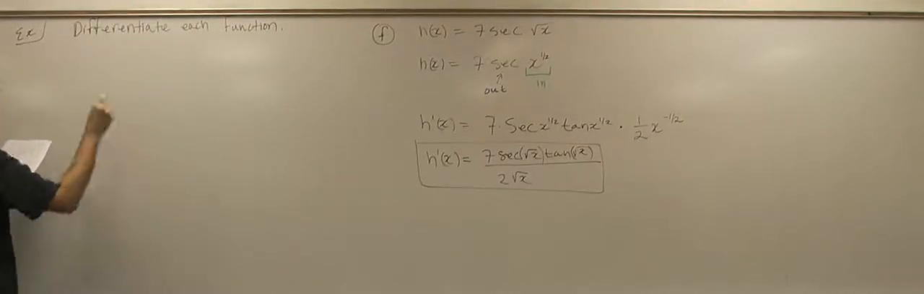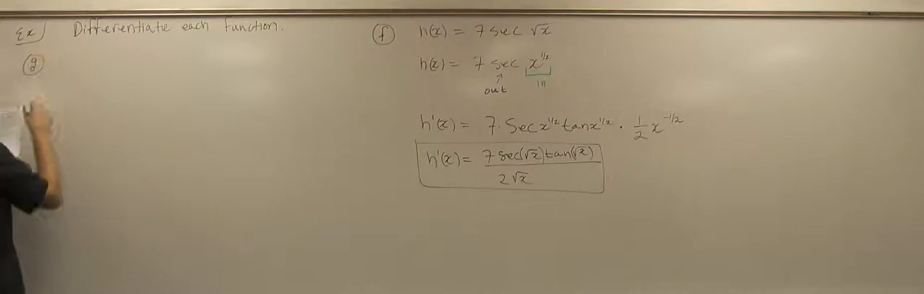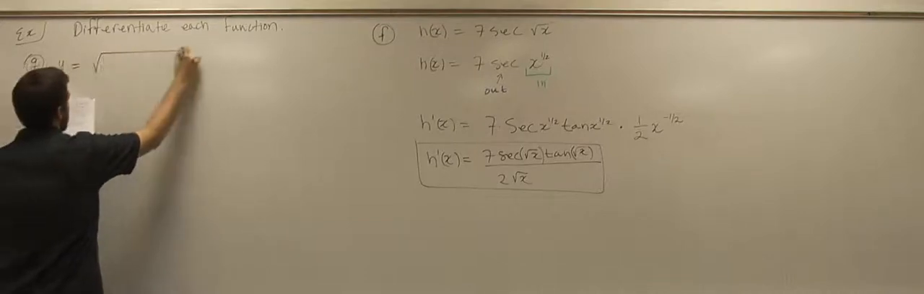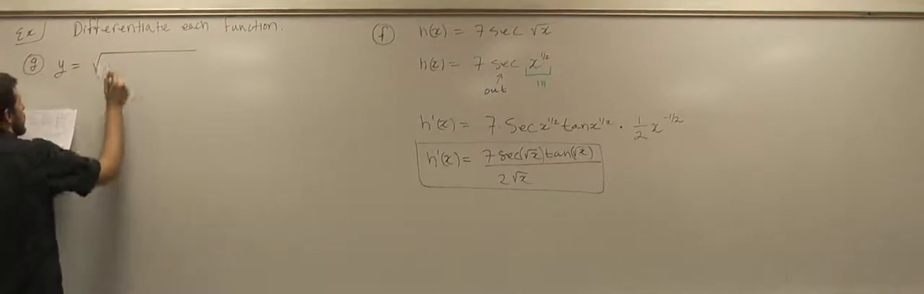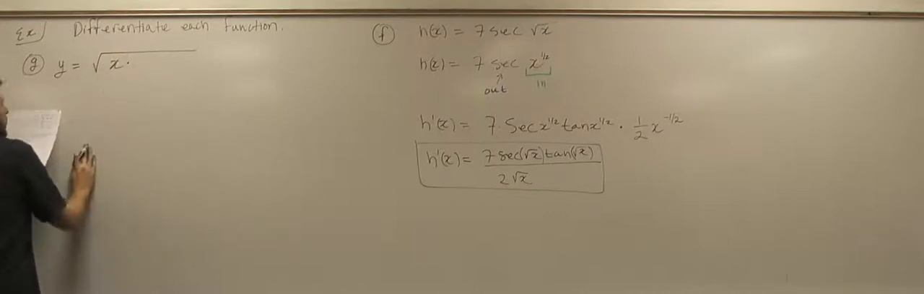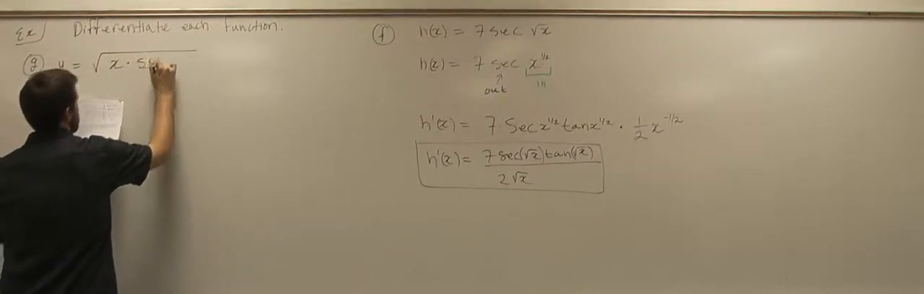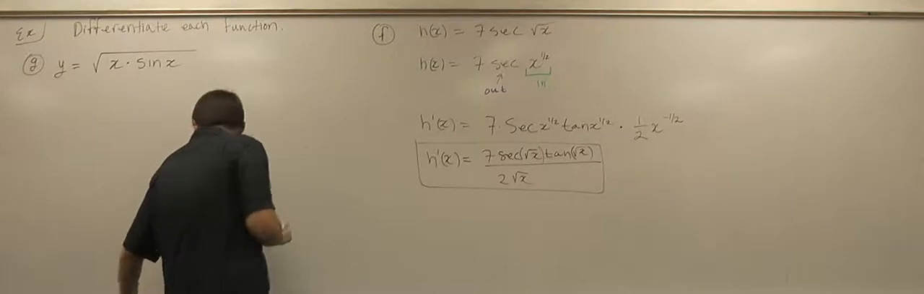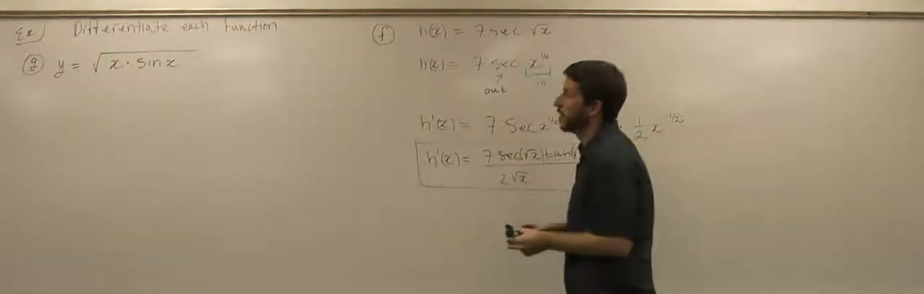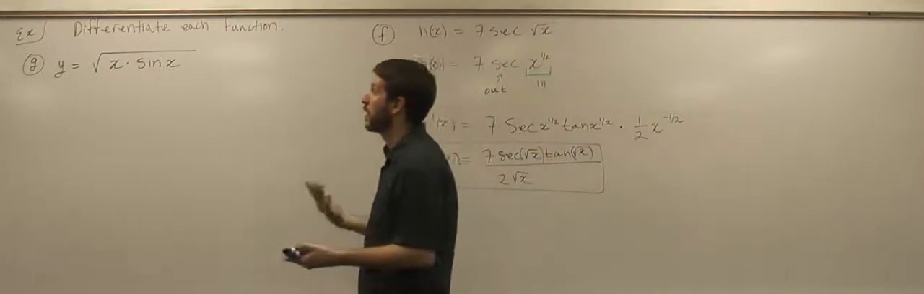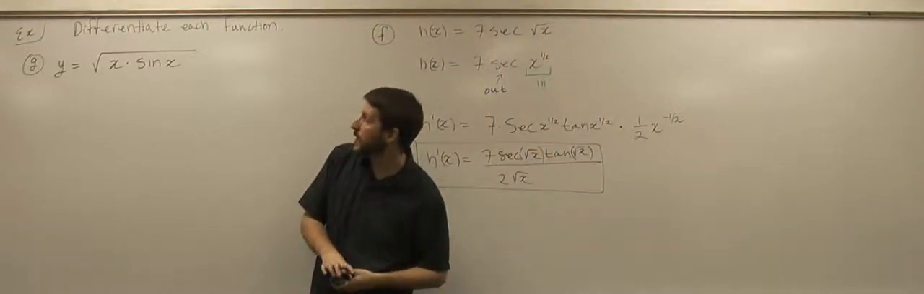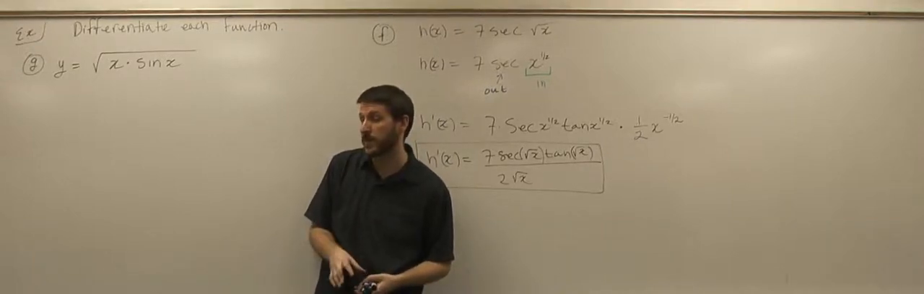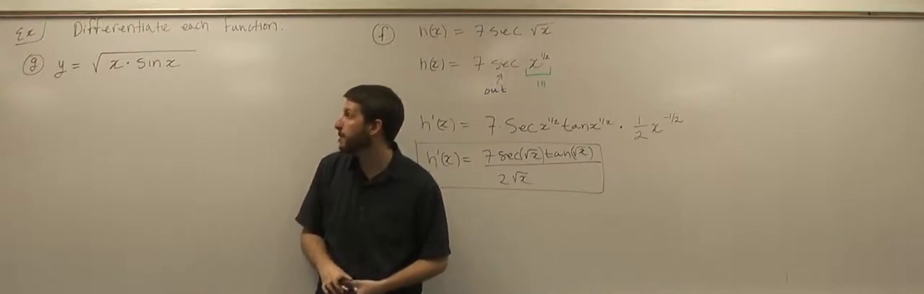So let's try to mix these in. Suppose I gave you our y function is the square root of x times sine x. Put everything to the half again. Or we can split it, like x to the 1/2 times sine x to the 1/2, or you can put it all to the 1/2 power. Either one is probably going to be about the same amount of work anyway.